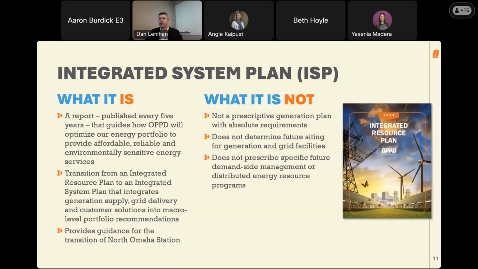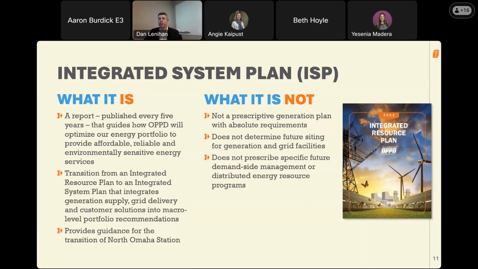So it is a long-range system plan that's documented in a report published every 5 years that guides how OPPD will optimize our energy portfolio to provide affordable, reliable, and environmentally sensitive energy services to our customer owners.